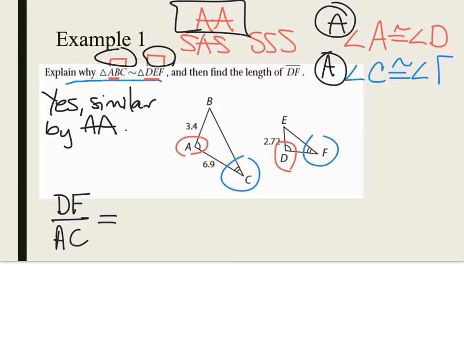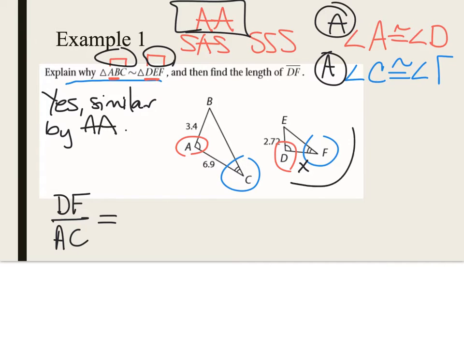And let's set up any other set of sides that happen to have numbers on them, because we're looking for DF, so we could call that X. We have AC, that's 6.9. The other matching sides would be the 2.72 and the 3.4. You have to write them in the same order you set up the DF to AC. That's all that matters.